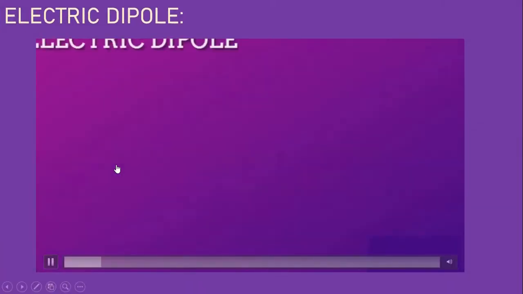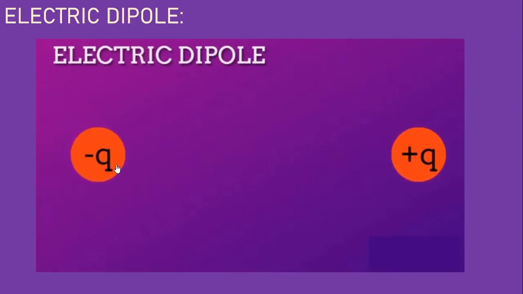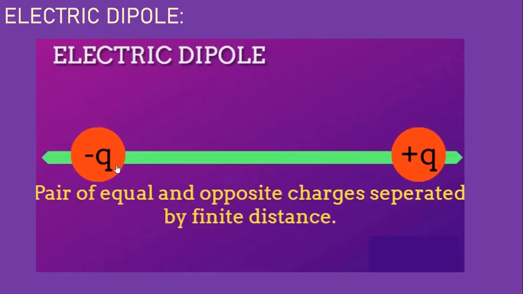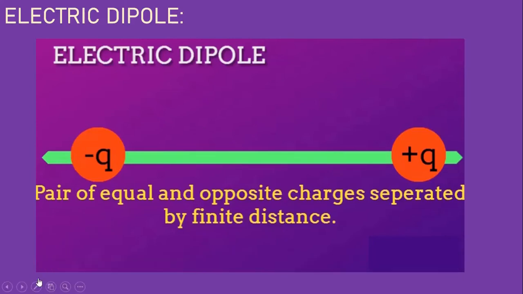To begin with, a dipole is a separation of opposite electrical charges. That is, an electric dipole occurs when positive and negative charges are separated from each other. It is usually seen in molecules having covalent bonds, for example, water molecules and HCl molecules. So here, as you can see, we have a negative charge and a positive charge separated by a certain finite distance. That will constitute an electric dipole.